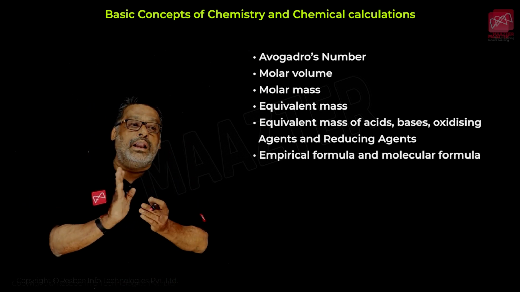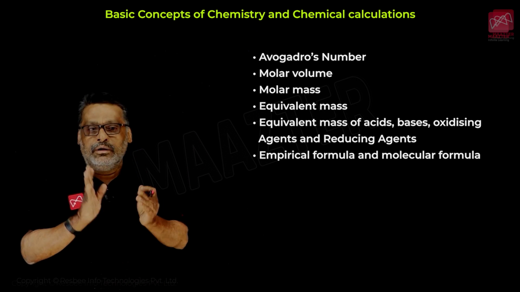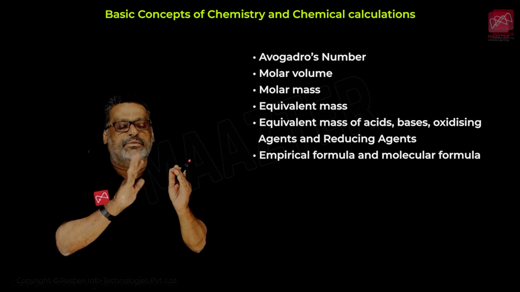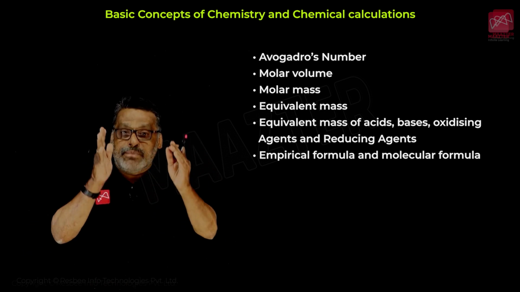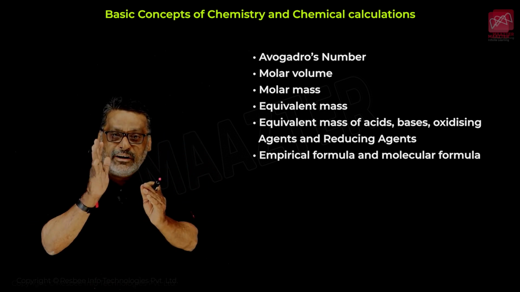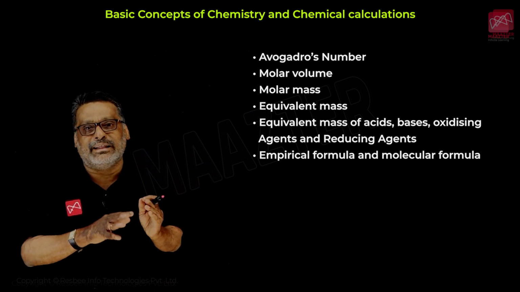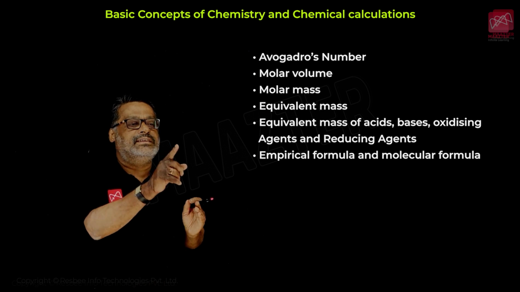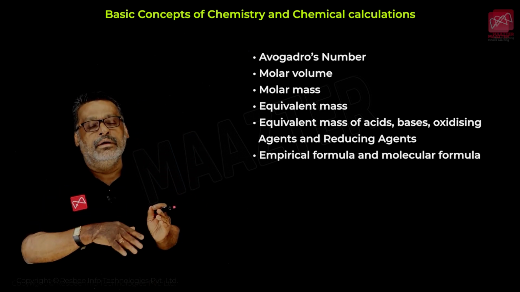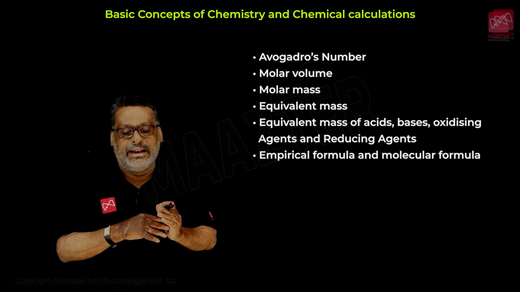Okay. Then we are coming towards the empirical formula and molecular formula. Point to differentiate between empirical formula and molecular formula. As well as we can also calculate the empirical formula for a substance, and also from the empirical formula we can calculate the molecular formula. Definitely you can expect a problem based on this empirical formula and molecular formula in the 5 marks category.